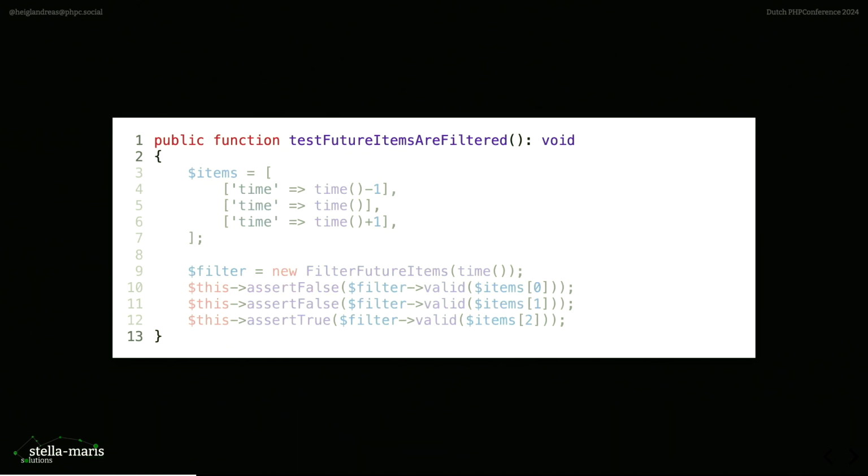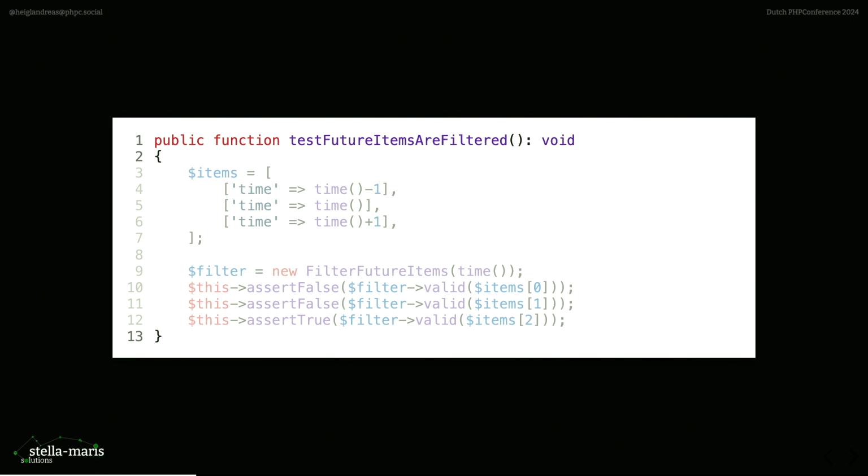And then we write a test for that. So we create our item list with some information there, and then we just assert that everything is false except for the third one, because that's the future one. Works, doesn't it? Well, when I'm asking like that, most certainly it will not. The cool thing is, it will work every now and then. But every now and then it will also not work.